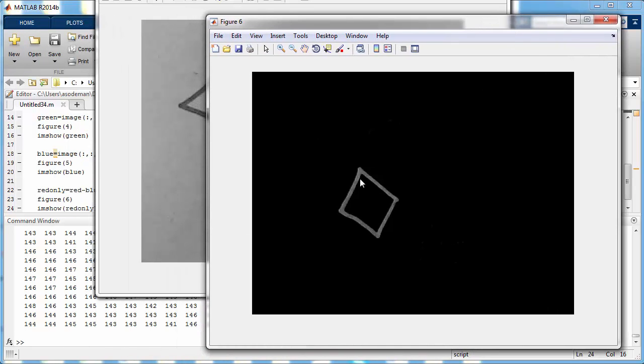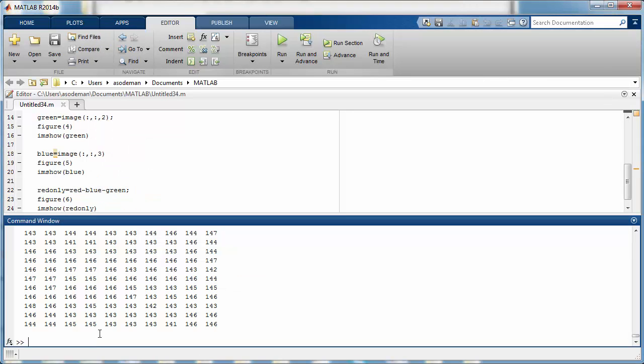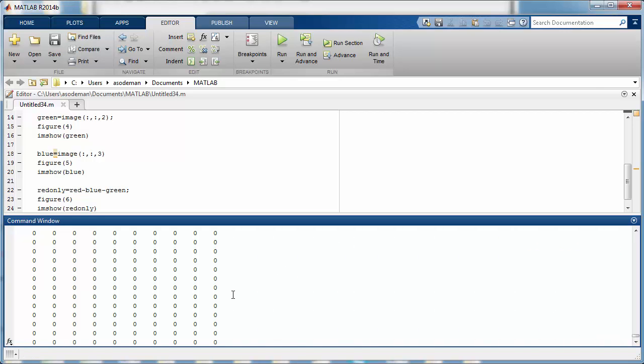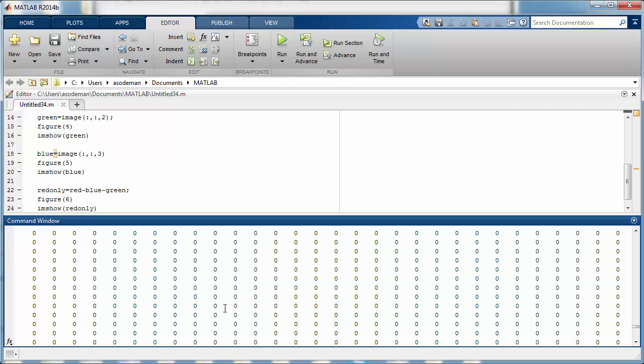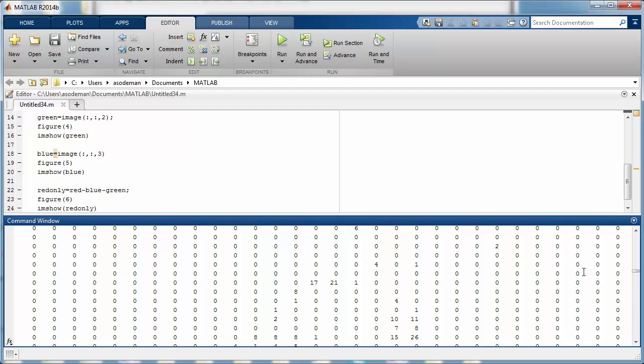Let's take a look at what mathematically is in this image. I'm going to type in red only and hit enter to see its matrix. You'll notice that the red only matrix consists mostly of zeros. Zeros, remember, are dark pixels. If we continue scrolling through this matrix, we'll eventually find the red square, which should show up as a non-zero group of pixels. There we go. Here are the pixels representing the red square. They're a small value because they're not that bright, but they're the only non-zero pixels in the whole matrix.